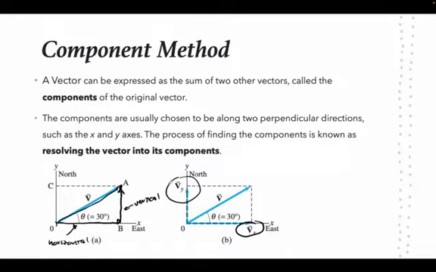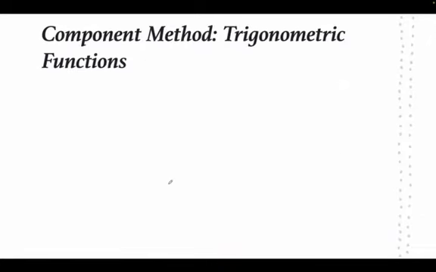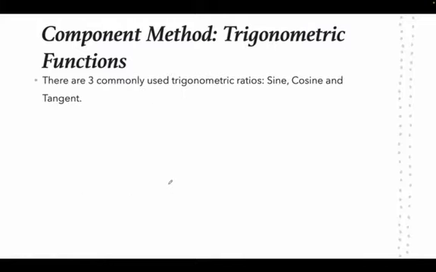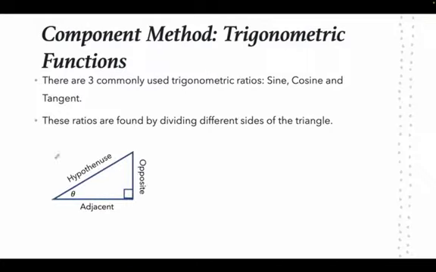Now, how do we find these components? In order to find these components, we need to use trigonometry, especially three very commonly used trigonometric ratios: sine, cosine, and tangent. These ratios are found by dividing different sides of the triangle. If I have this triangle right here, this is my angle, this is the hypotenuse, the longest side of a right triangle.